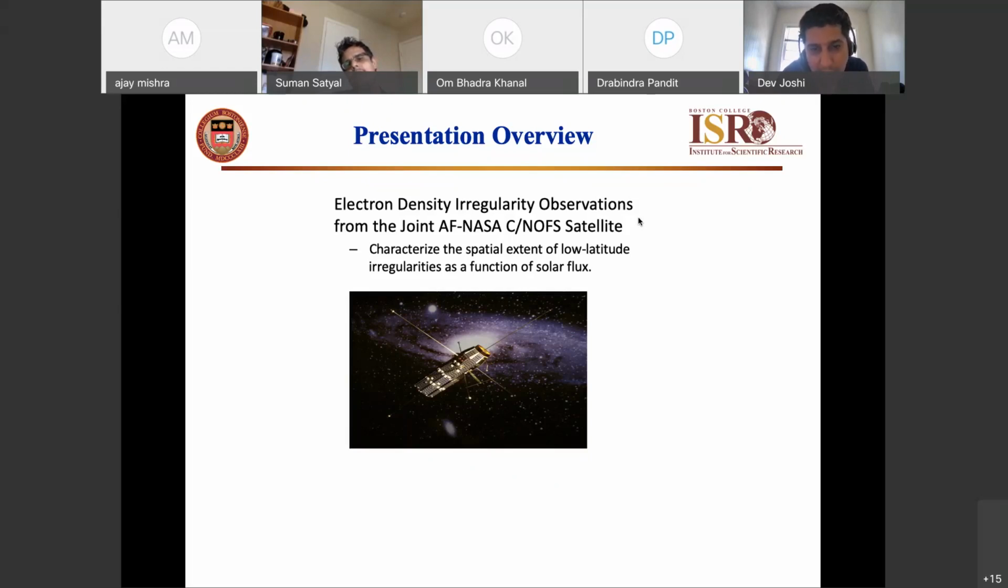fluids of changing density are created primarily due to solar radiation, and these fluids can move up and down, creating a change in the previous configuration, and that impacts the communication system because radio waves should traverse through these plumes or fluids of changing plasma density.